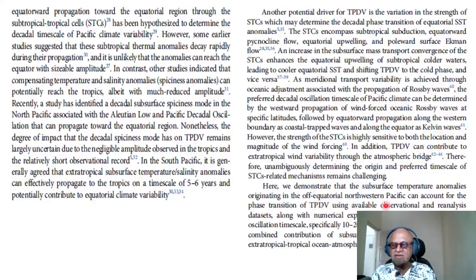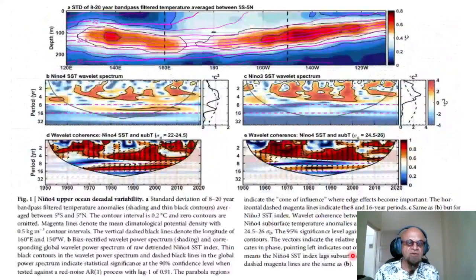Here we demonstrate that the subsurface temperature anomalies originating in the off-equatorial northwestern Pacific can account for the phase transition of TPDV, using available observational and reanalysis data sets along with numerical experiments to fill in the missing understandings. Furthermore, a preferred oscillation time scale, specifically 10 to 20 years, can be established through the combined contribution of subsurface temperature anomalies and extratropical-tropical ocean-atmosphere interaction. So they're trying to close all the loops.